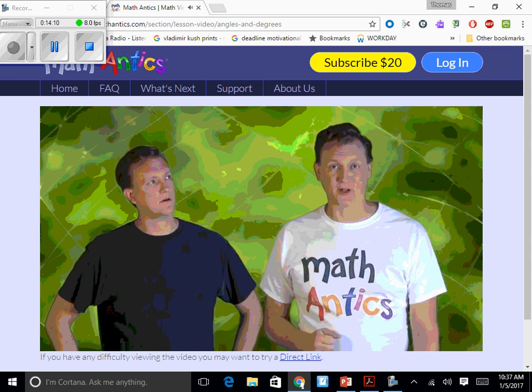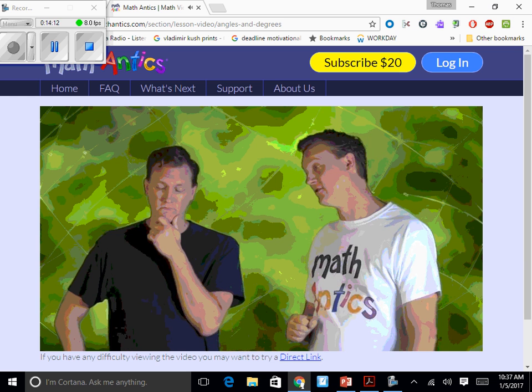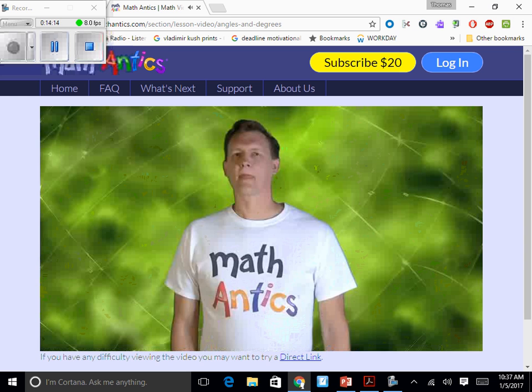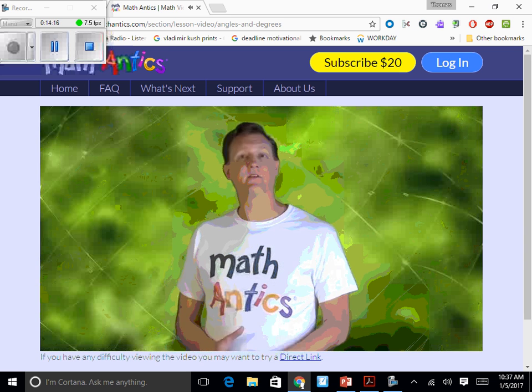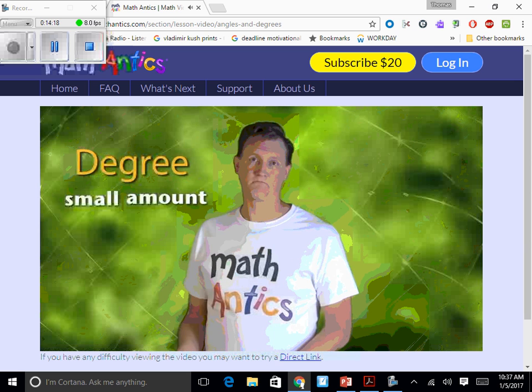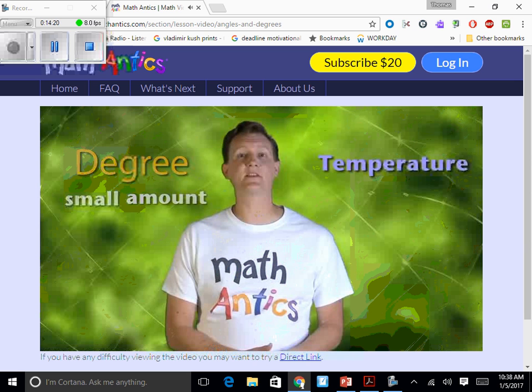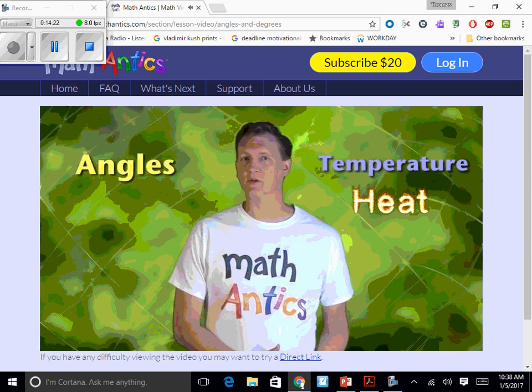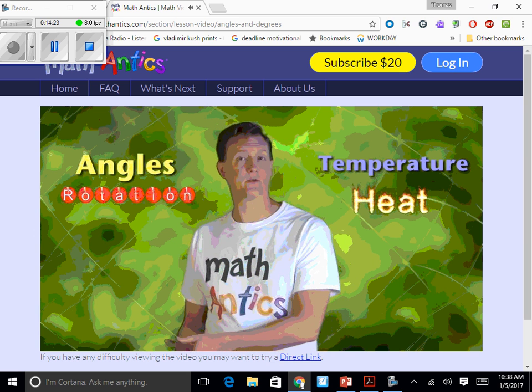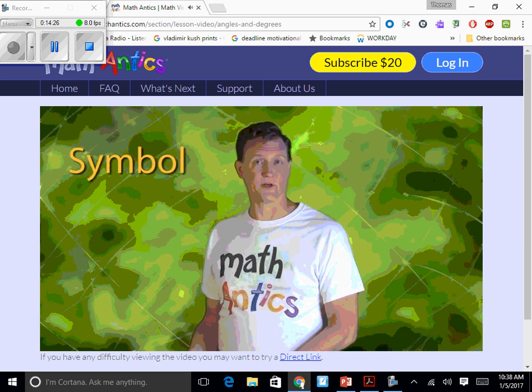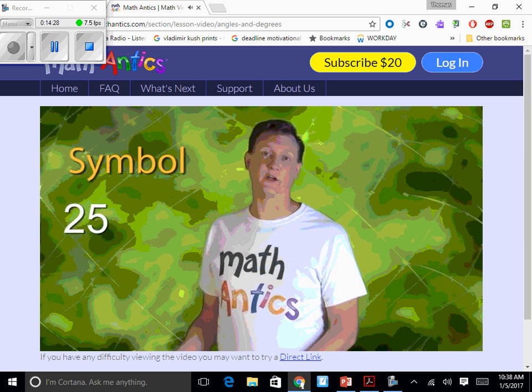It makes more sense if you just think of a degree as a small amount of something. For temperature, a degree is a small amount of heat. But for angles, a degree is a small amount of rotation. And there's a special math symbol for degrees that we use instead of writing the word degrees over and over. It's this little circle that you put after the number and up near the top.